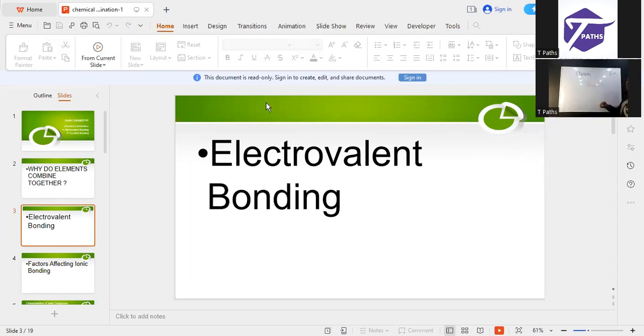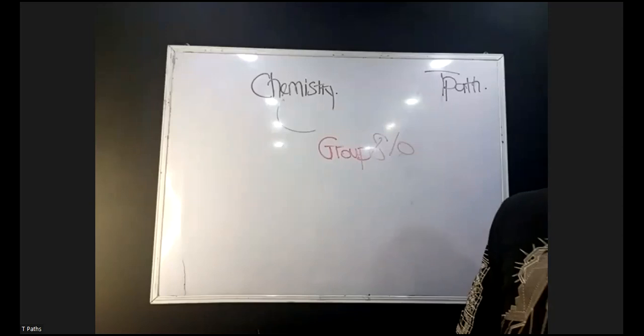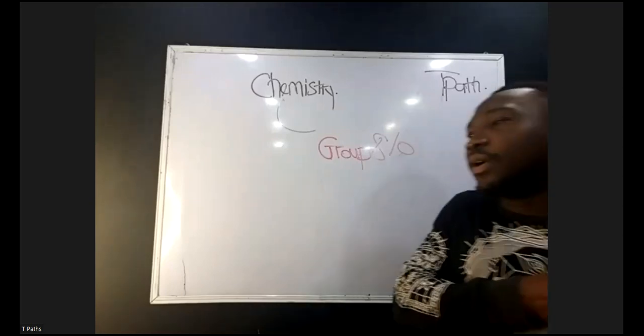I say that again: electrovalent bonding is the bonding in which there is a transfer of electrons from an atom, mostly a metal, to a non-metal. That is what is called electrovalent bonding. And you need to know what the factors are that affect ionic bonding.